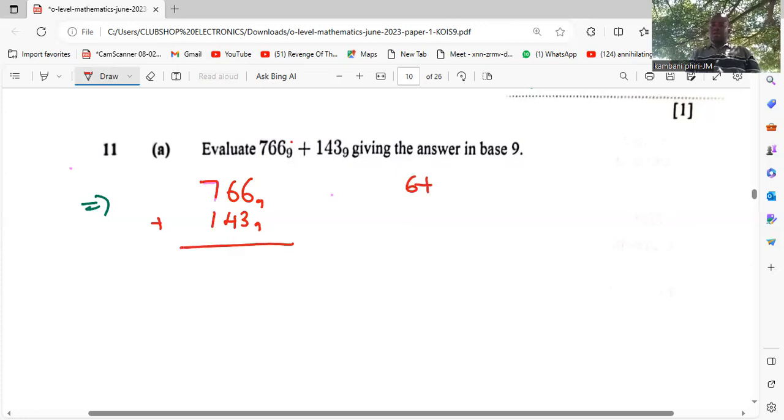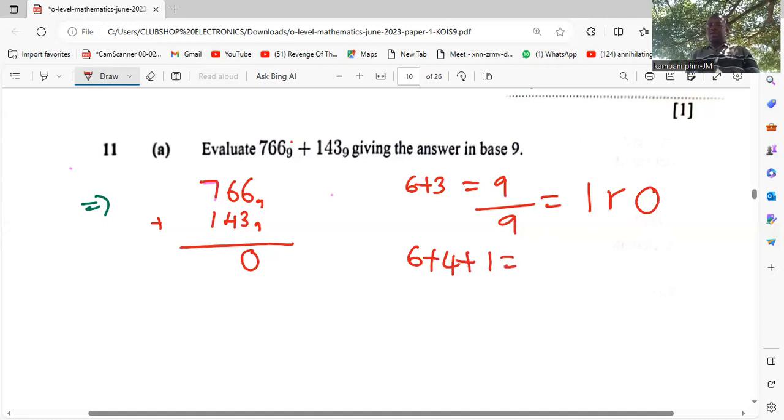When you add 6 to 3, we get 9. But as long as we're dealing with base 9, the answers should be less than 9. So we divide by 9 because it is in base 9. So we have 1, remainder 0. It is the 0 that we take. Write the 0 here and carry a 1. Then there's 6 plus 4 plus this 1. This will give us 11. This is again beyond 9. We divide by 9. What do we get? 1, remainder 2. Write the 2 and carry the 1.